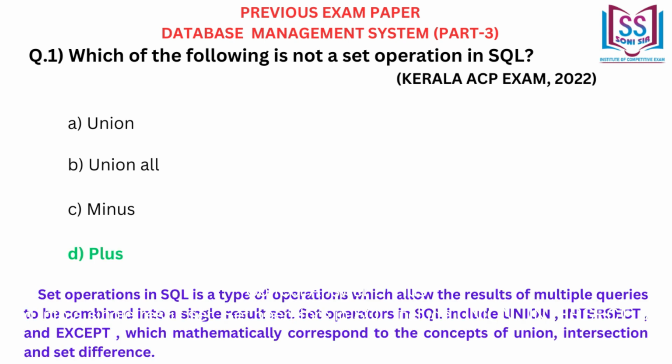Set operations in SQL allow the results of multiple queries to be combined into a single result set. Set operators in SQL include union, intersect, and except, which mathematically correspond to the concepts of union, intersection, and set difference.